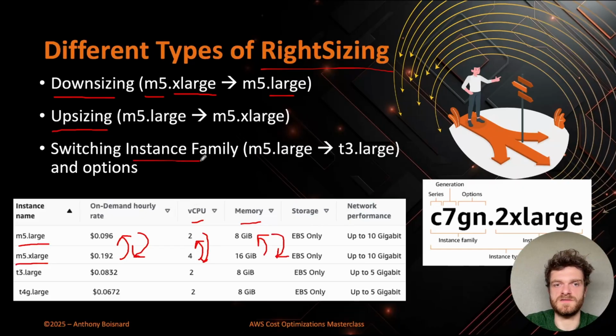Last thing is switching instance family. So for example, M5.large to T3.large. So why do that? Because by doing that, you simply have the same CPU, you have the same memory, but your network performance is divided by 2. So if you don't need the network performance, you might switch the instance family and you will save some money here. Now also, if you want to upgrade it at the same time, so moving it to T4G.large, which is the Graviton instances, you are saving even more money for the same CPU and same memory.